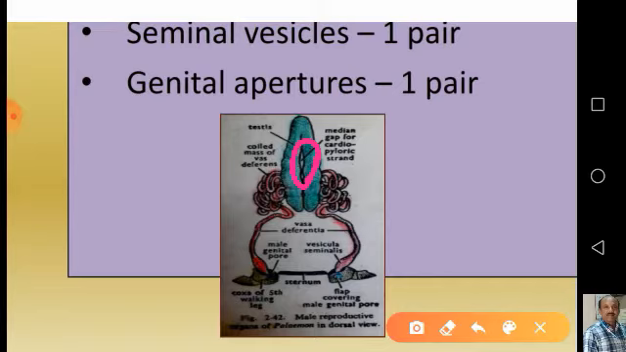Now each testis consists of a large number of coiled, narrow and thin-walled tubules called seminiferous tubules. Seminiferous tubules, let us see later on in another figure. Now let us have a look at the vasa deferentia. Later on, let us go to the internal structure of the testis.